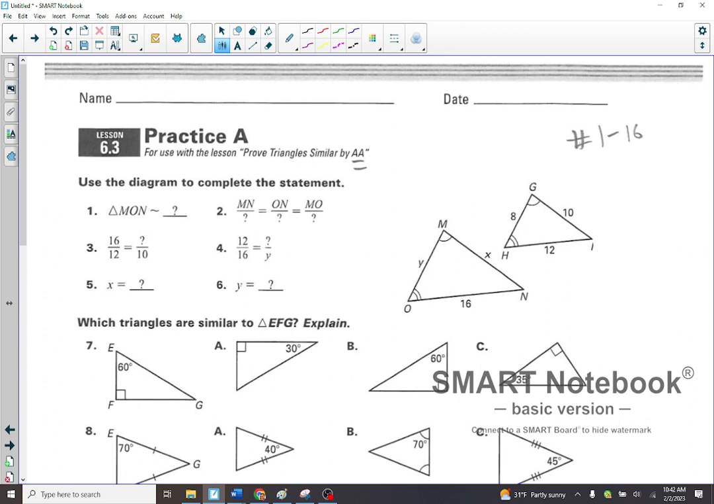Now next section. So 1 through 16 here. This is more like how I would give you the question. Triangle MON, what is the similarity statement to? Well, MON, so that's one angle, two angle, no angle. GHI. That's GHI. One angle, two angle, no angle, so GHI.